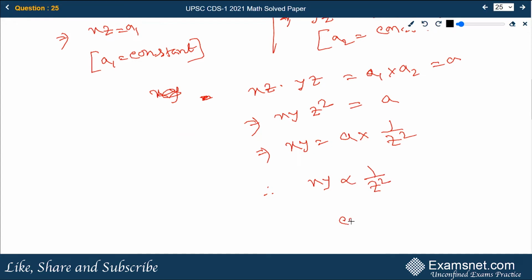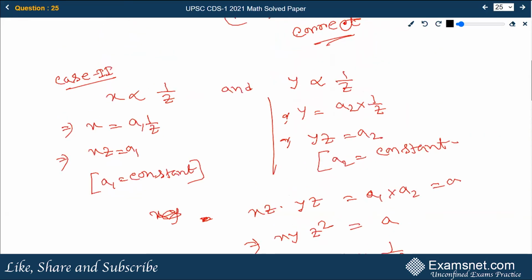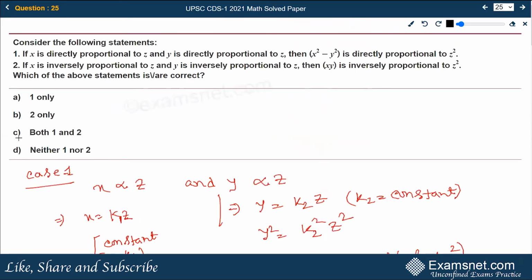So case 2 is also correct. Case 2 is also correct. So here both the statements are correct. As we can see, option C, both 1 and 2 are correct.